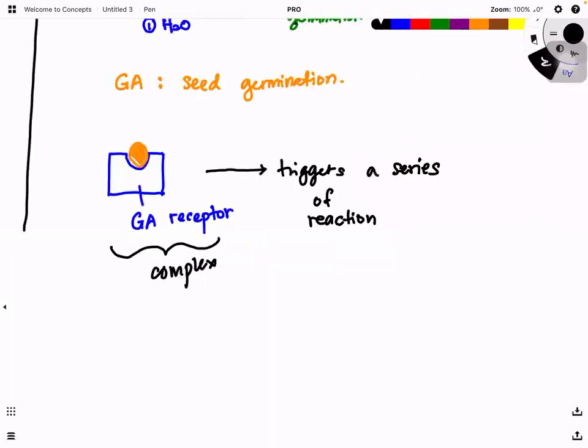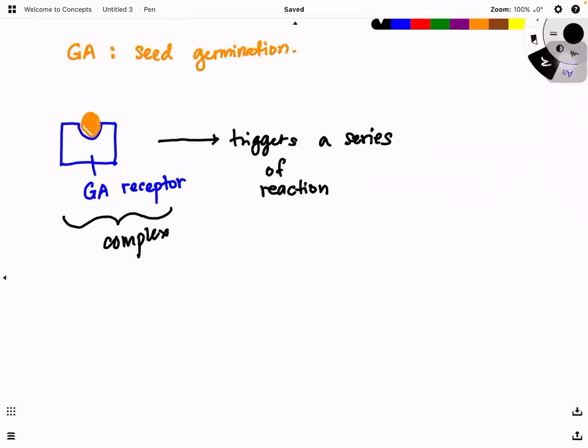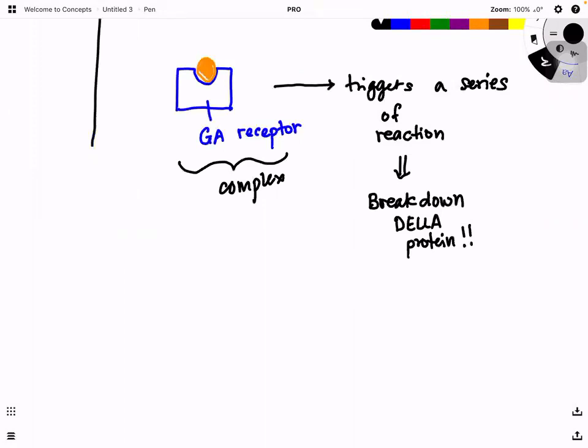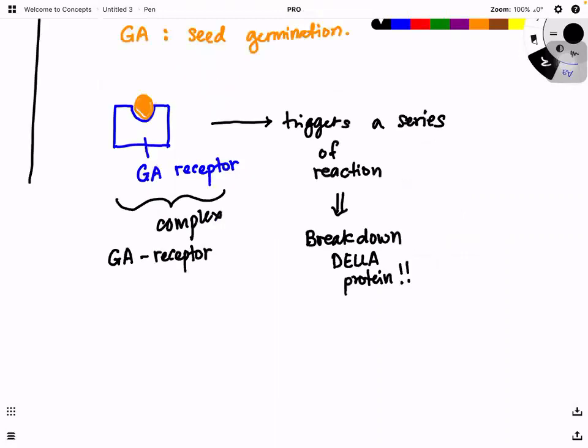So what's the function of this series of reactions? They trigger a series of reactions so that they can break down DELLA protein. Can you see that? So what's the name of this complex? This complex is the gibberellic acid or gibberellin receptor complex. So when this complex is formed, it will trigger a series of reactions, resulting in the breakdown of the DELLA protein.